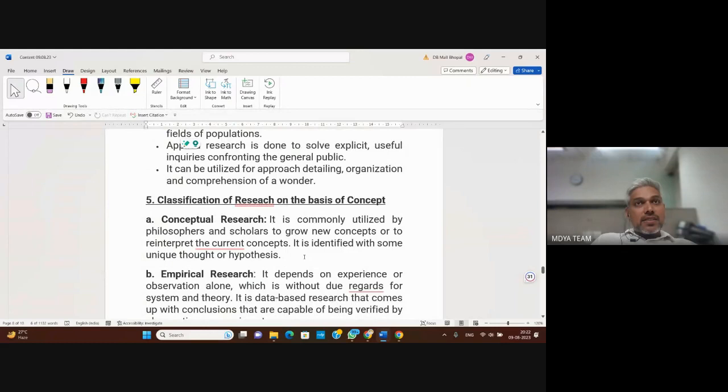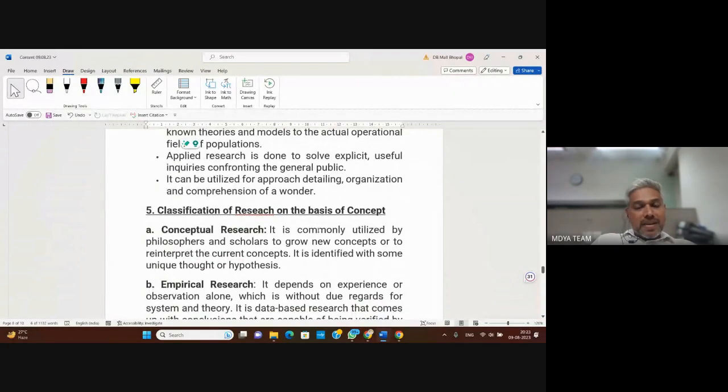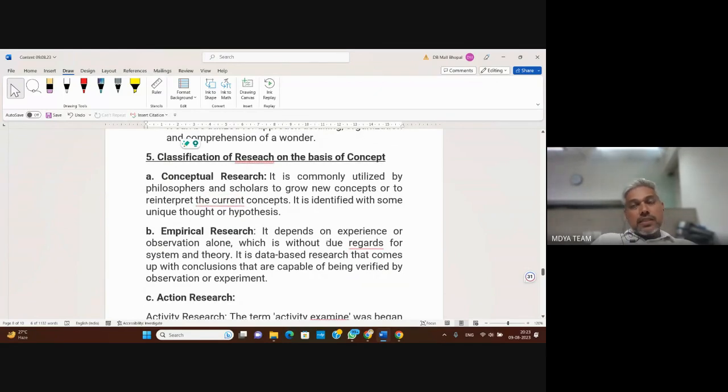So we have discussed the basis of logic, deductive and inductive. After that, we discussed process, then objective, and the last was application, and the fifth one is the basis of concept. Another classification of research is on the basis of concept. We didn't discuss this during the study of types of research. There are two types of research: conceptual and empirical. So these two types of research come under the basis of concept.